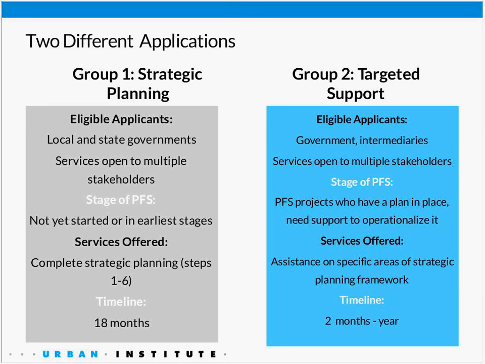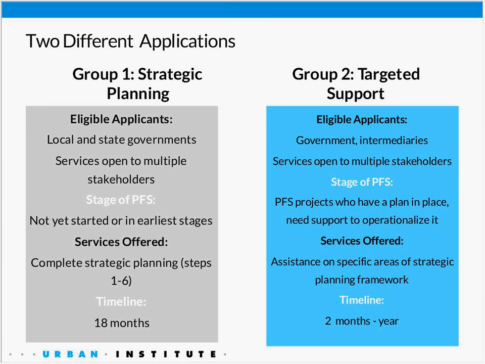So group 1, which is strategic planning, the only eligible applicant is a local or state government. So intermediaries cannot apply for group 1. Stress that again, intermediaries cannot apply for group 1. This is only local and state governments. It's just for local and state governments that haven't yet started with pay for success deal construction or planning. They're in the early stage. And this group can expect to receive services in all 6 areas of that strategic planning framework that we just went over for up to 18 months.